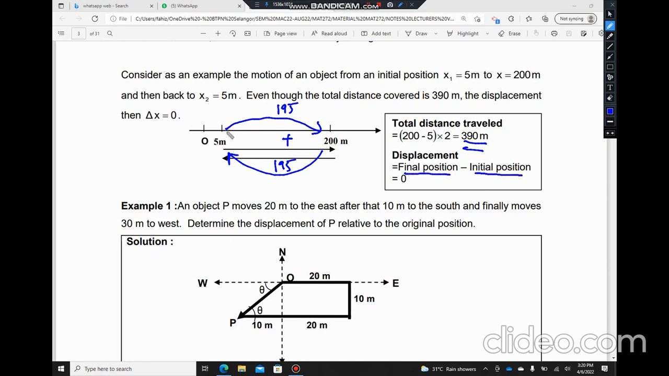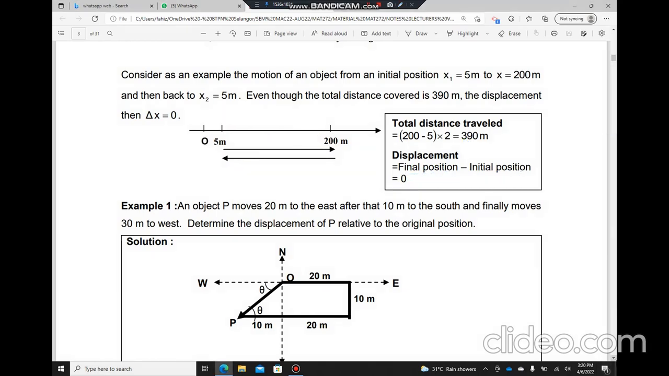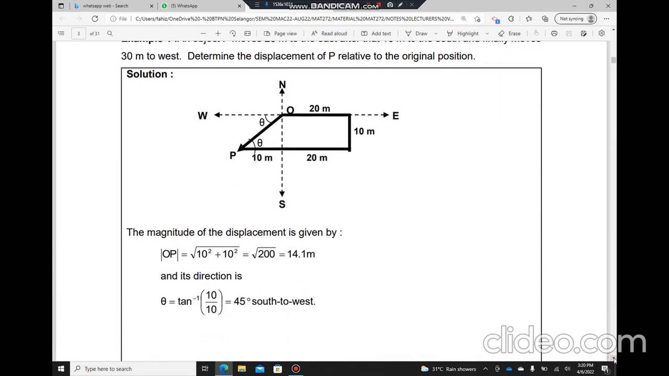So final position dia berada di sini, kan? Sebab dia patah balik and then initial position also dia start daripada sini. So that's why dia akan dapat 0. So the displacement is 0. Okay, so kita tengok example 1. Okay, an object.